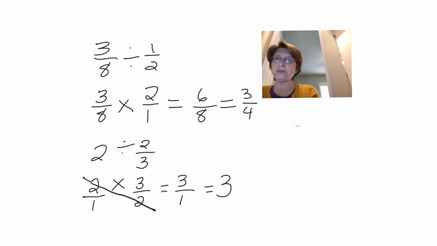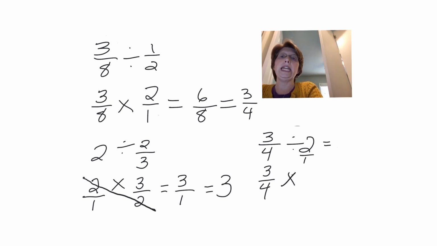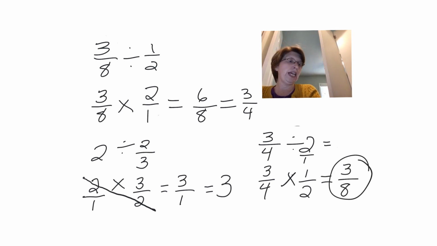Okay? Now, look at number 7. 3/4 divided by 2. So I'm going to keep 3/4 because I always am going to flip the right number. So I'm going to multiply, and then 2 over 1 actually turns into 1 over 2. And then I'm going to multiply straight across, and I'm going to get 3/8. That's going to be number 7.